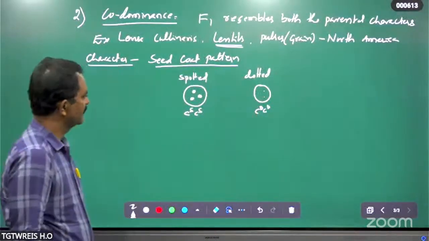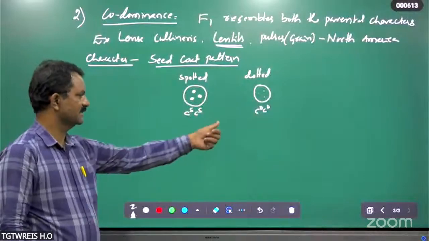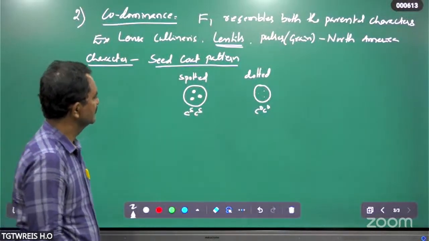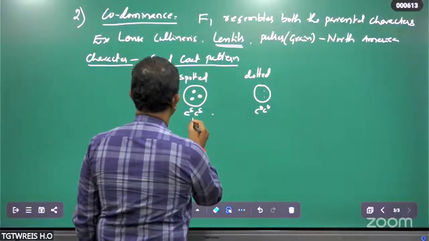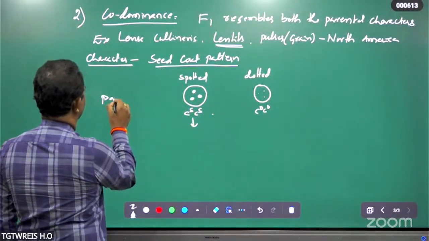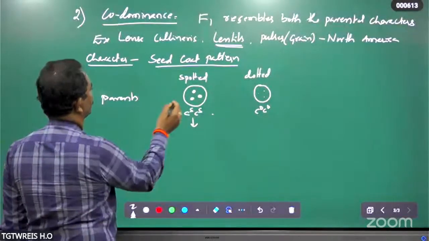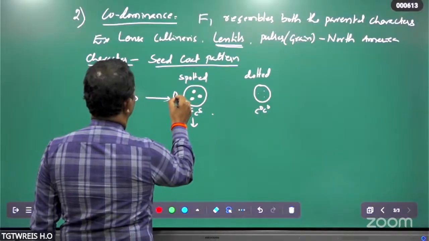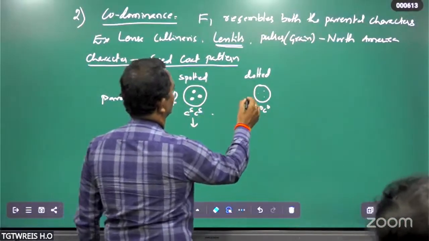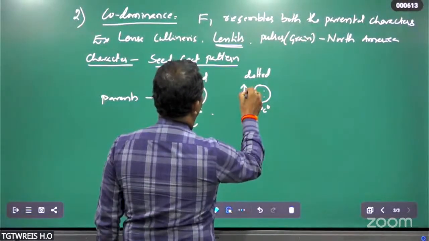CS means spotted seeds. CD means dotted seeds. Right. Then we cross. So these are the parents. Parents, for example, it is the female parent. It is the male parent.